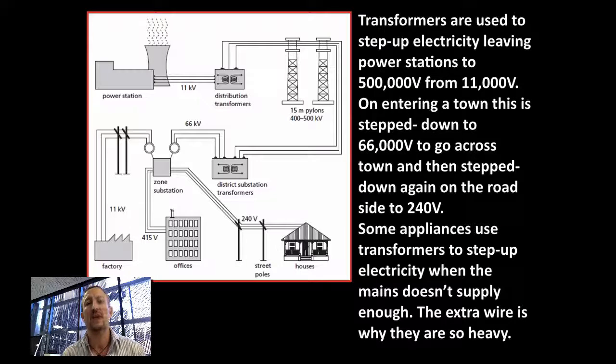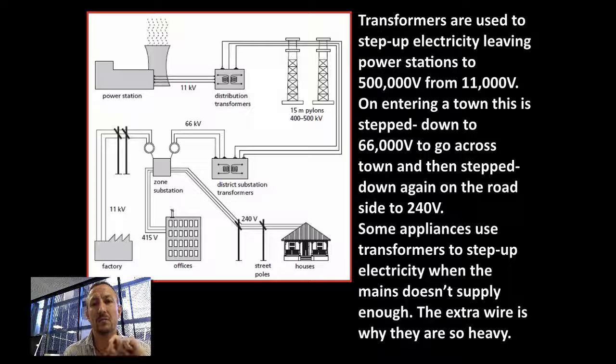Okay, so how does this all link together? Well, what you've got to really understand is, if we look at the main national grid, our power station, as you can see in the diagram here, is going to generate a lot of energy. In this case, we've got 11,000 volts being generated.